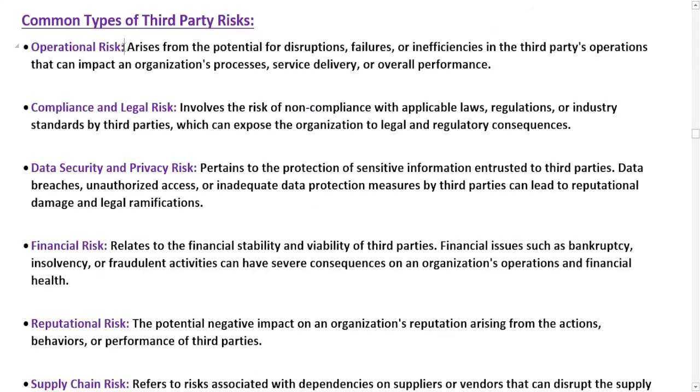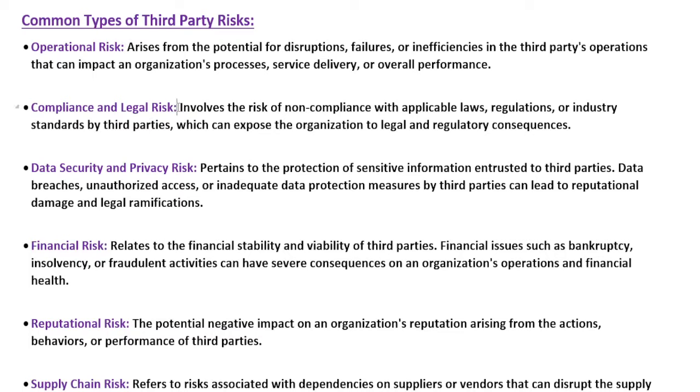Okay, now if we discuss some common types of third party related risk, at number one we have operational risk. Actually, operational risk arises from the potential for disruptions, failures, or inefficiencies in third parties' operations that can impact an organization's processes, service delivery, or overall performance as well. As I have already shared with you the example of XYZ Bank, if the system of the third party service provider goes down, then XYZ Bank could face disruptions in operational continuity. Okay, so that is the example of operational risk.